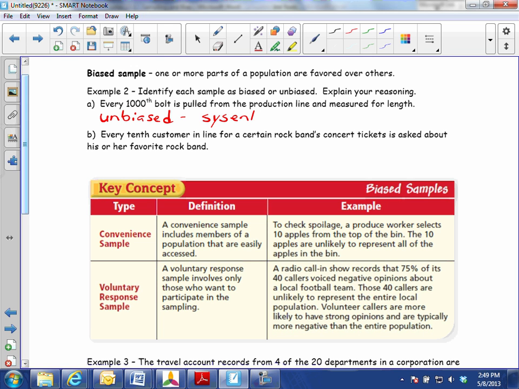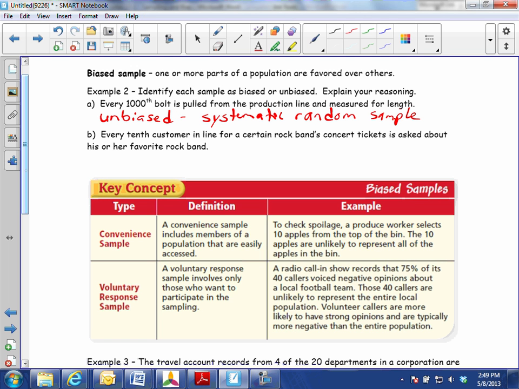Systematic. I can't spell systematic. Random. Unbiased. Okay, so systematic random sample, meaning it's timed.